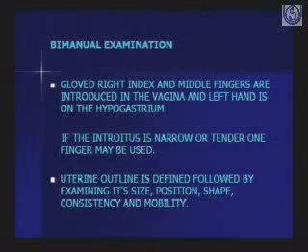Now when we do a bimanual examination for these patients, the gloved right index and middle fingers are introduced in the vagina, and the other hand is kept for the bimanual palpation on the hypogastrium. If the introitus is narrow or the vagina is tender, then one finger may be used instead. First of all, the cervix is commented on, and then the uterine outline is defined, followed by examining its size.